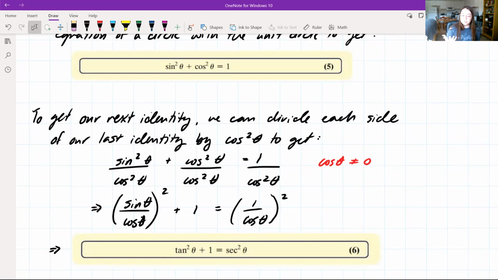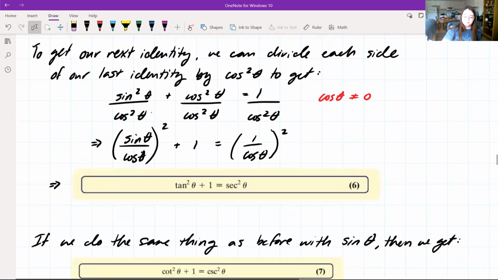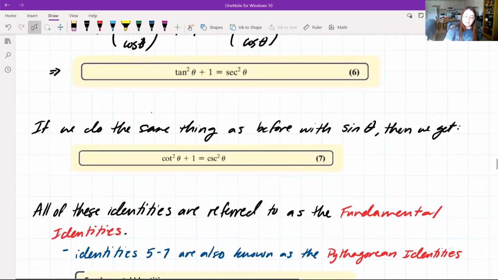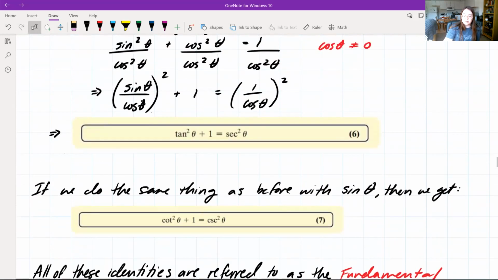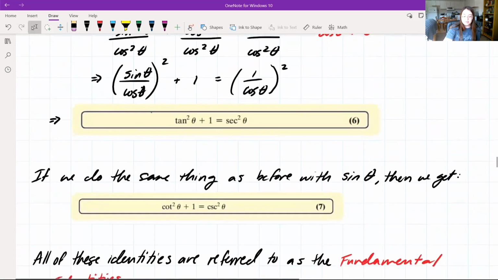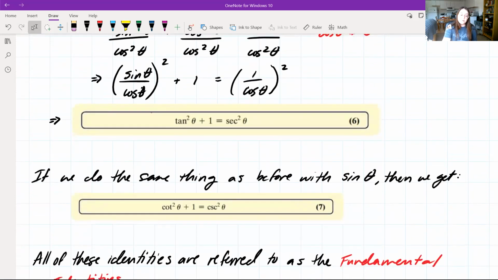So just by dividing each one of our terms from our last identity by cosine squared of theta, we end up with an entirely new identity, which is tangent squared of theta plus 1 is equal to secant squared of theta, and any rearranging of this identity as well. If we do the same thing with equation 5, but instead use sine of theta, we end up with cotangent squared of theta plus 1 is equal to cosecant squared of theta.